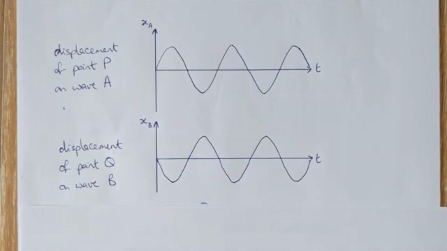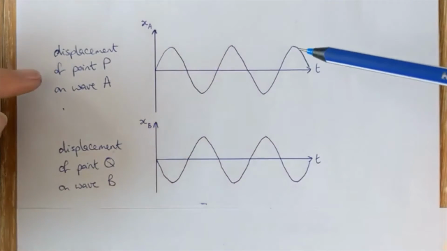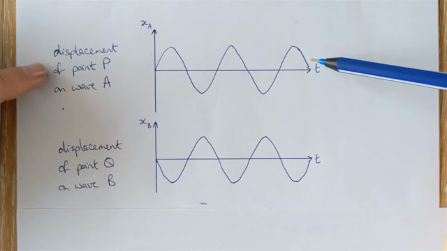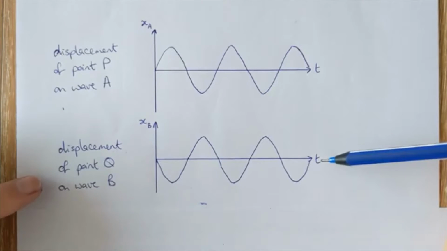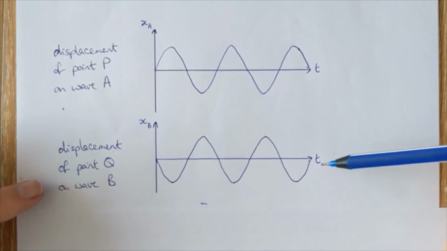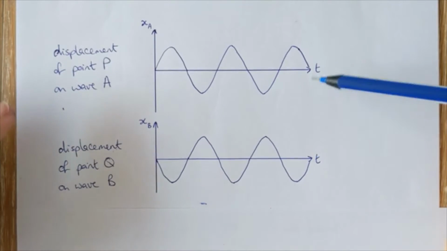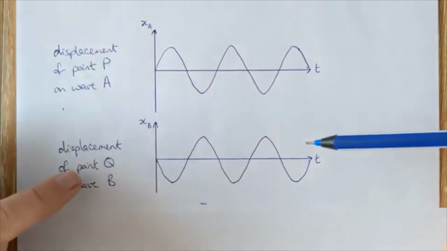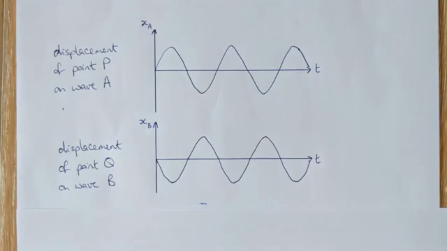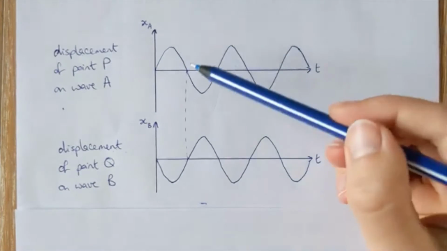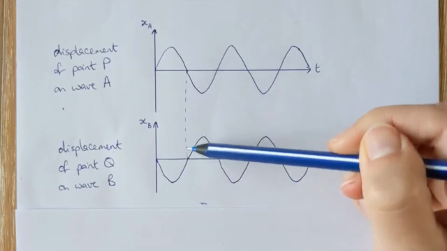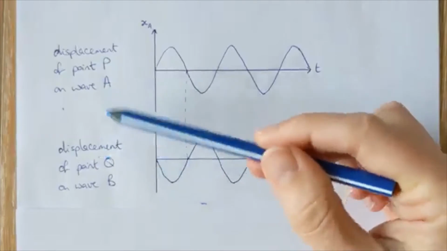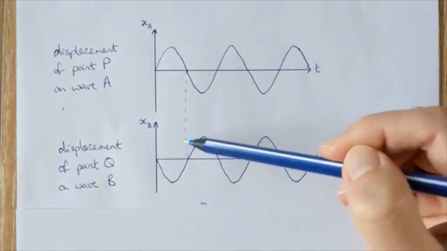And lastly, of course, we could also be given the displacement time graph for the point P on one wave and the displacement time graph for the point Q on a different wave, and be asked what's the difference between these two points, the point P and the point Q. And so if I look at this time here, for example, we can see that the difference between these two points on the two different waves is again half a wavelength.